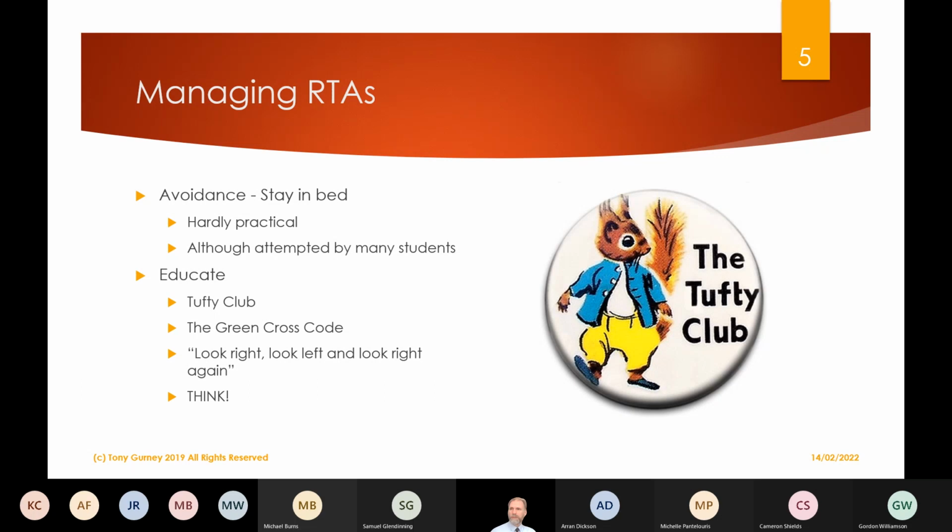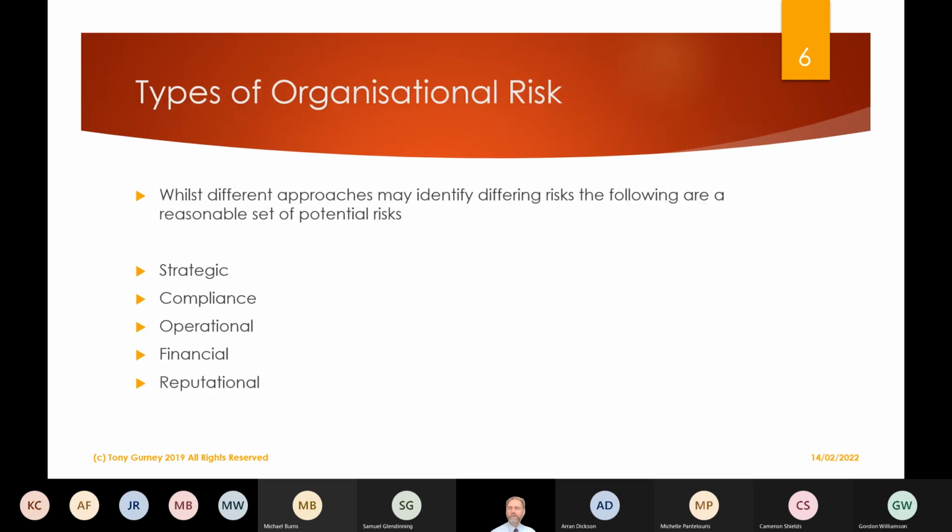So sometimes in organisations, you have organisational risks, things that happen because of the type of work that you do. And I've identified five different types of organisational risk here. Five headings, if you like. Now, they are not, as usual, comprehensive. They are not prescriptive. They are simply five headings that I have found common to many organisations.